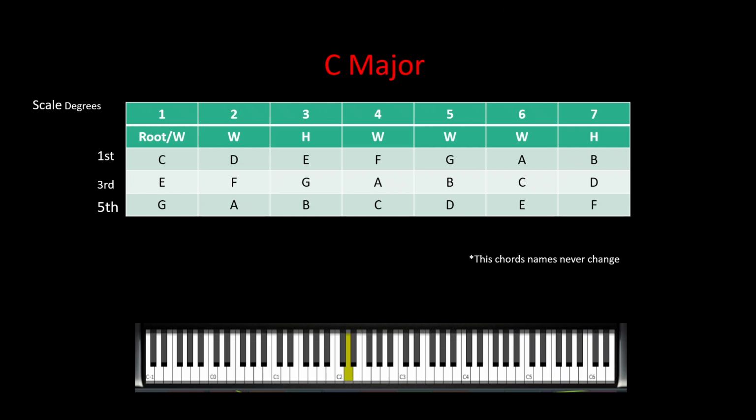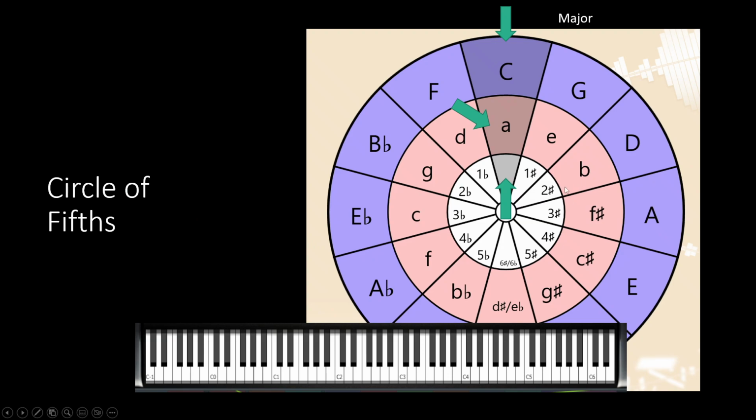D, so we got root, whole, whole. So F sharp, whole, whole, half, whole, half. So we have F sharp and C sharp, 2 sharps in the D major scale. And that tells us right there.